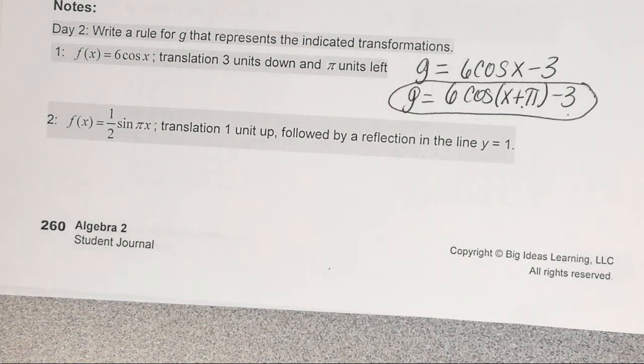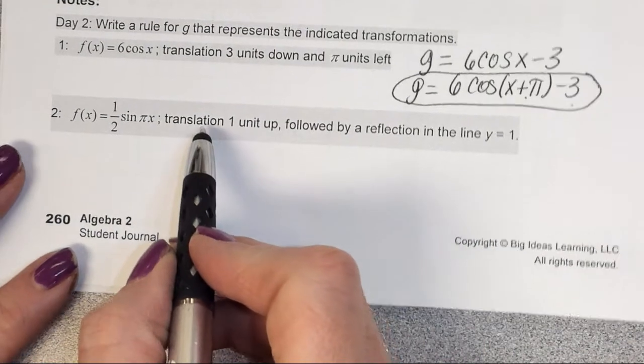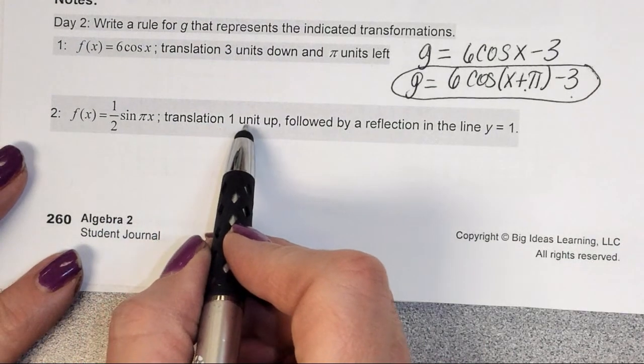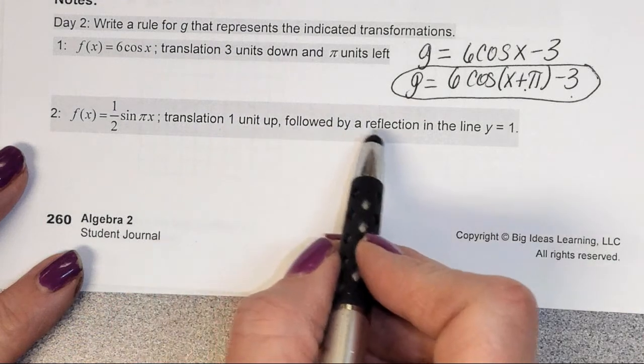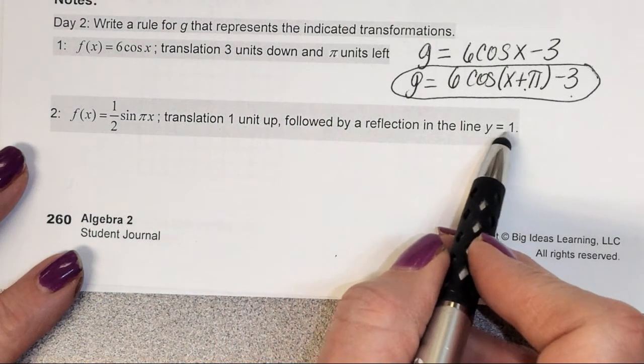So now we're going to have the function 1/2 sine pi x. We want to translate 1 unit up, and then we want to reflect over the line y equals 1.